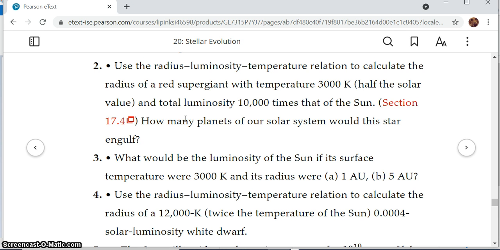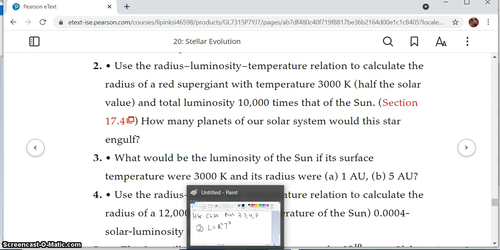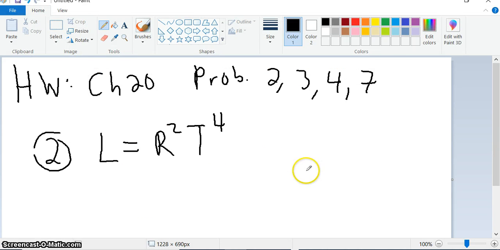Basically you just figure out what the radius of the red supergiant is, and then we'll see how far out it goes. All right, so let's get back to this particular thing. Here's the luminosity, radius, and temperature relationship. We're going to use that to solve problem 2. Generally, when you use this, you use it in the following sense.